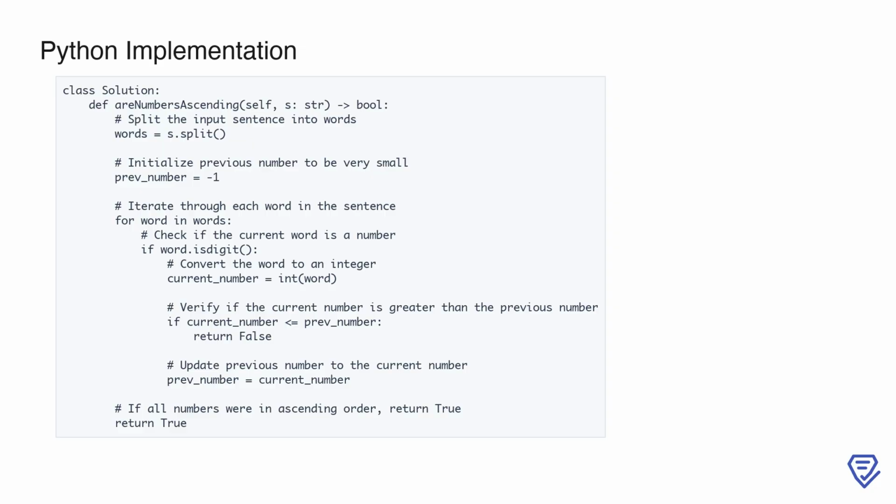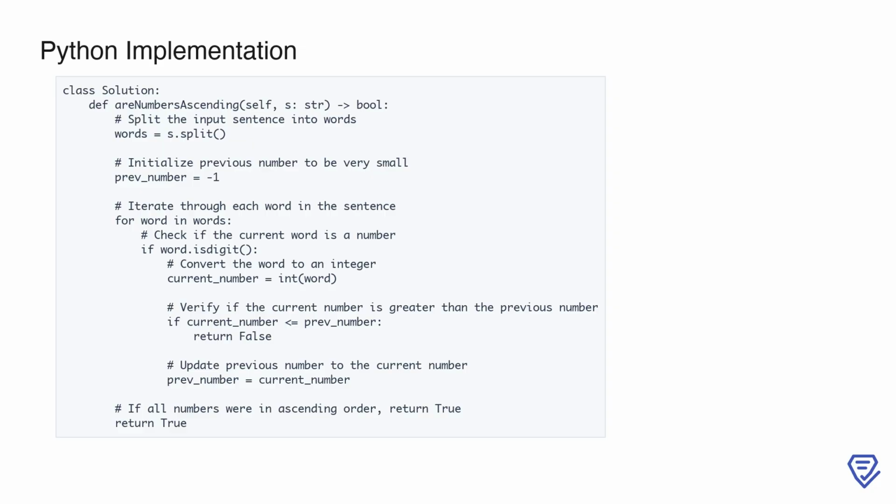Next, a variable prev_number is initialized to -1, representing a value smaller than any valid number in the sentence. The algorithm then iterates through each word in the sentence. For each word, it checks whether the word represents a number using the isdigit method. If the word is numeric, it is converted to an integer, and the algorithm compares it with the last encountered number, stored in prev_number.